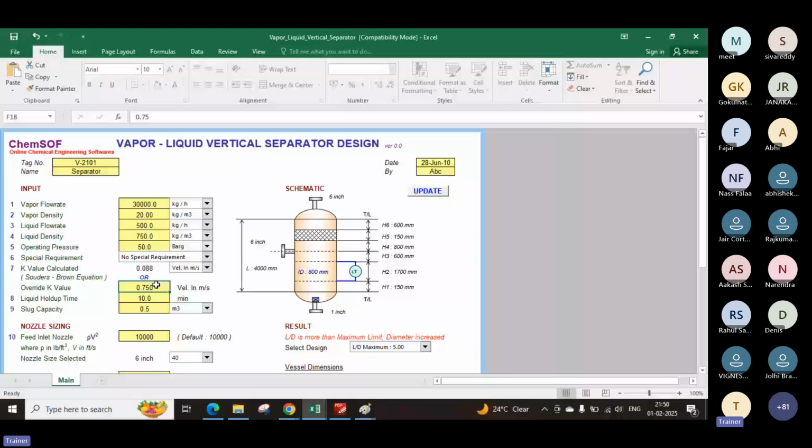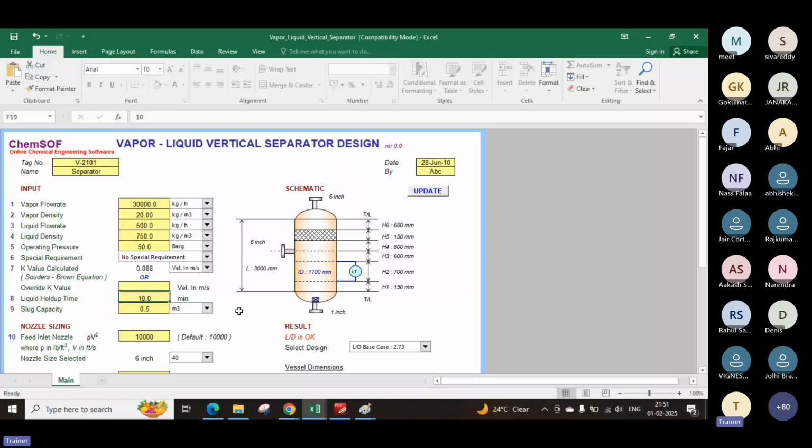Suppose I remove 0.75, you can see the ID here as 800, but now I remove this, so you can see, the higher the K value, the lower the diameter. Okay, higher the K value, lower the diameter. We ask this question to engineers when they come for interview: what would be the impact of K value on the diameter of a vessel? Okay, so this is a quick example I wished to show you.